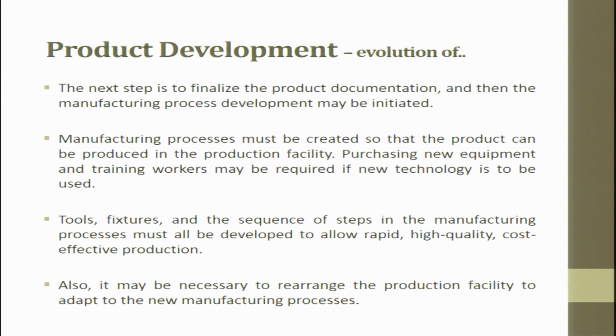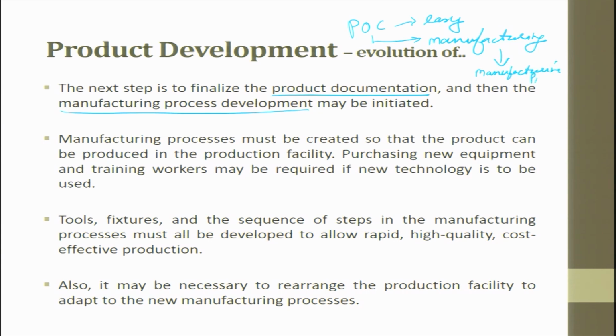The next step is to finalize the product documentation, and then the manufacturing process development may be initiated. Until you fix the specification, you can't start the manufacturing process development. POC, proof of concept, is, I would say, easy. Next, when you move into manufacturing, you will have a huge challenge. And in manufacturing the biggest challenge is manufacturing process decision.